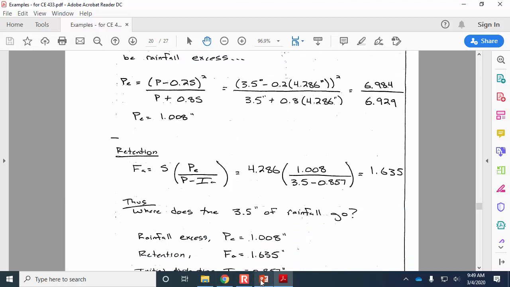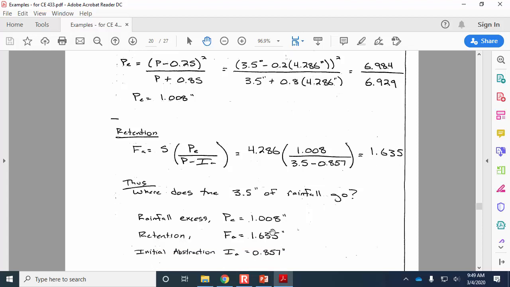Now remember, back to our definitions, F sub A is the amount of water that actually is infiltrated. S is a potential. It's the maximum amount of storage that could occur. But you're not going to have all of the water infiltrating. Only a fraction is going to infiltrate. And so, potential storage is one thing, but if we want to find out the actual amount of retention, we can substitute in the storage quantity that we have, the precipitation excess that was calculated, and find out that 1.635 inches is going to go to retention, which is mostly infiltration.